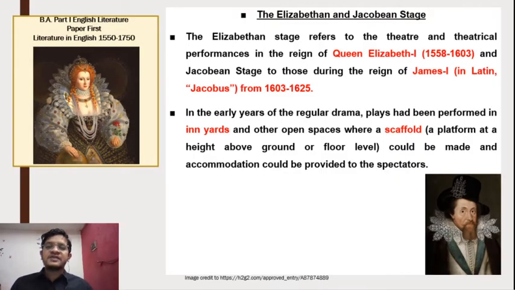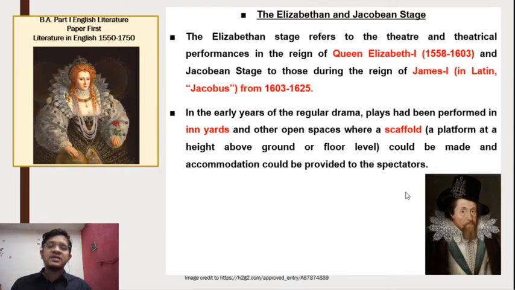The Elizabethan stage refers to the theatre and theatrical performances in the reign of Queen Elizabeth I, 1558 to 1603, and the Jacobean stage to those during the reign of James I, whose name in Latin was Jacobus, from 1603 to 1625.